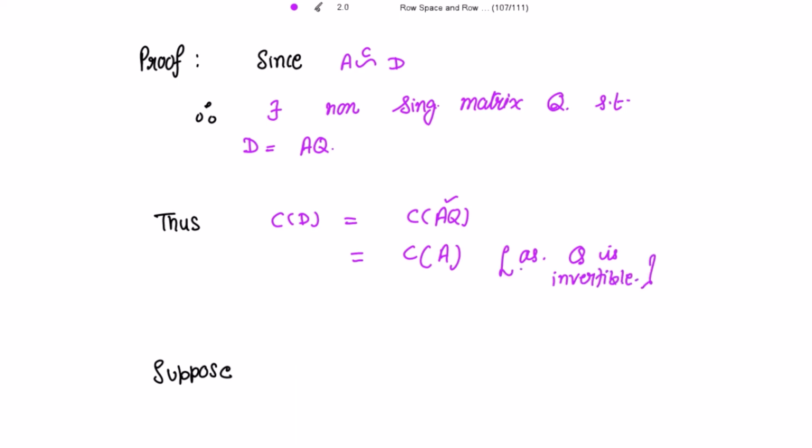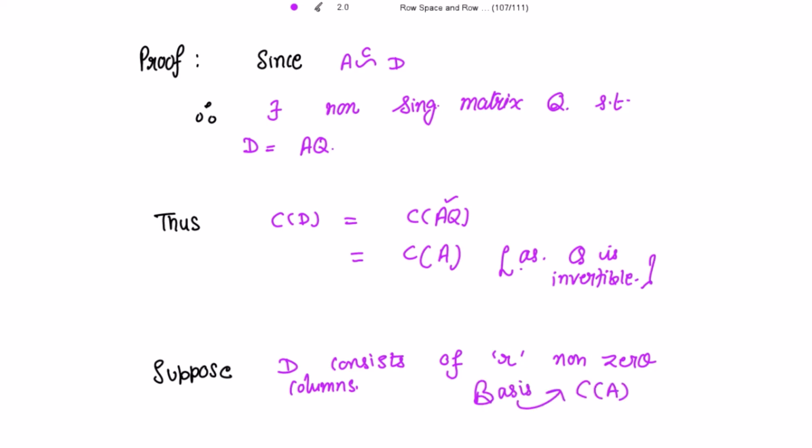Now suppose that D consists of r non-zero columns, and we have to show that these non-zero columns form a basis for the column space of A. In the previous result, we showed that these non-zero columns form a basis for the column space of D. But in this result, we have to show that they form a basis for the column space of A. For a basis, we have to prove two conditions: first, these non-zero columns span the column space of D, and second, they are linearly independent.